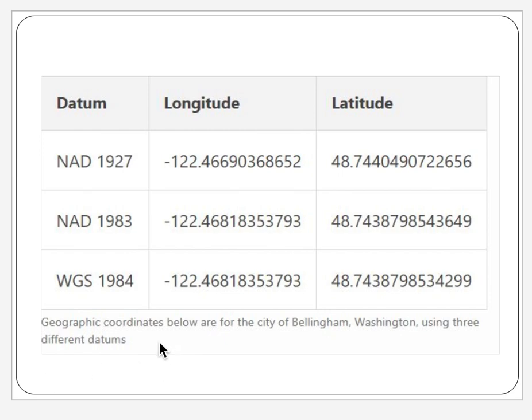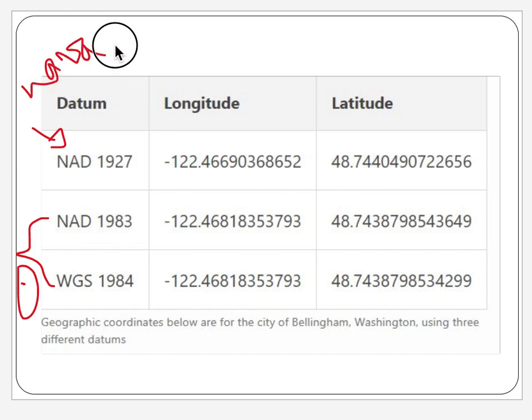So these geographic coordinates below are for the city of Bellingham, Washington, using 3 different datums. Again, the NAD 1983 and WGS 1984 datums use the globally referenced ellipsoid, so the origin is based on the center of the Earth's mass, whereas NAD 1927 uses a different ellipsoid that's local, and it's based on a fixed location on Earth, which we know is Kansas.